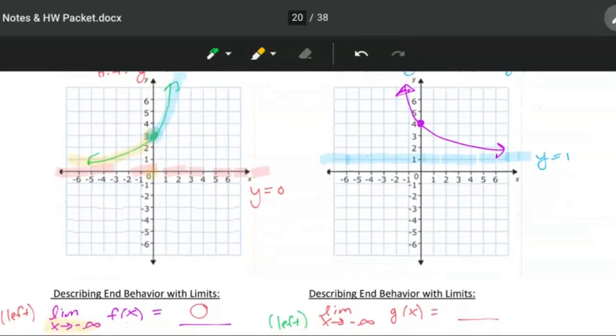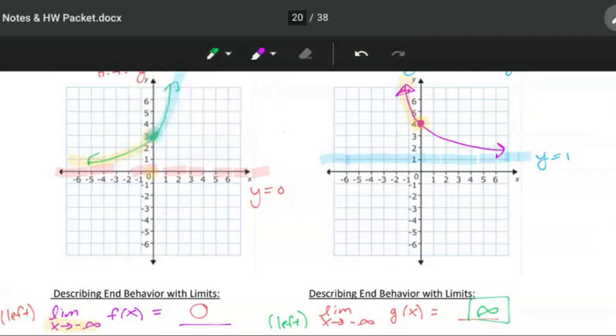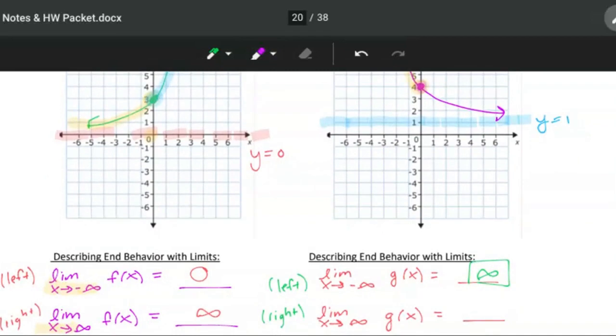If we start in the middle and we trace to the left, our pen is going up, up, up, up to infinity. So the answer would be positive infinity. If we trace to the right for the second limit, starting in the middle, we're getting closer and closer to the asymptote. The asymptote was at 1, so the answer is 1.